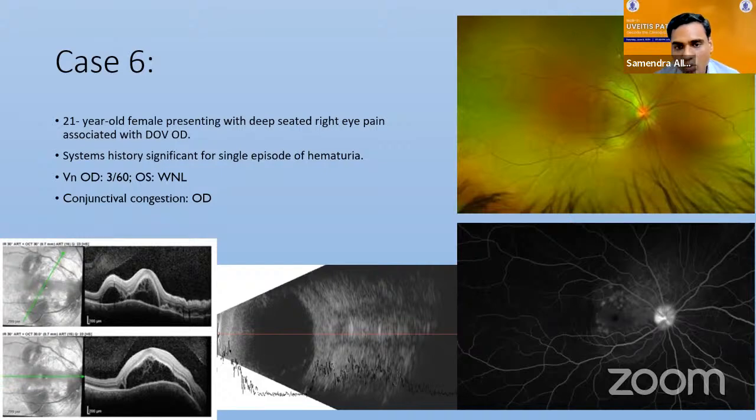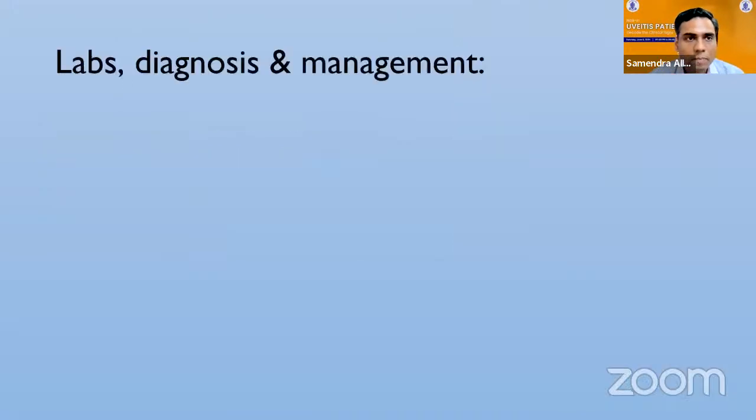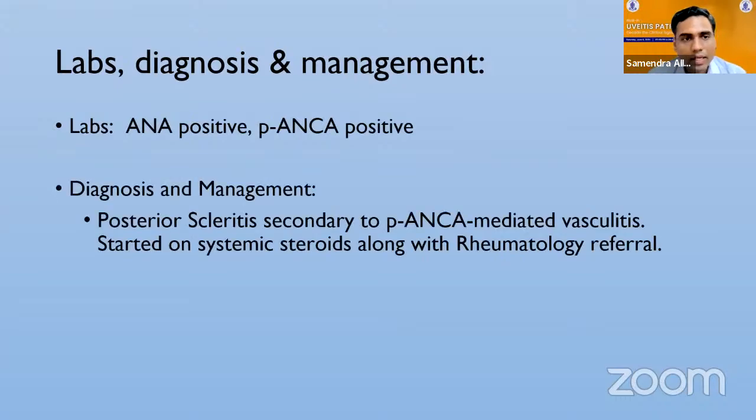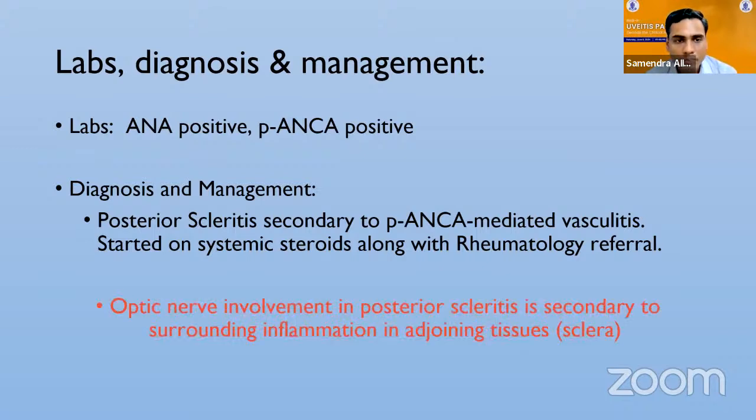The B scan showed a T sign, and the FFA shows some stippled hyperfluorescence at the posterior pole along with disc hyperfluorescence and staining. This case turned out to be ANA positive, P-ANCA positive, and she was diagnosed as having posterior scleritis secondary to P-ANCA mediated vasculitis, started on systemic steroids and rheumatology referral for further management. So optic nerve involvement in posterior scleritis is secondary to surrounding inflammation in adjoining tissues, in this case, which is sclera.